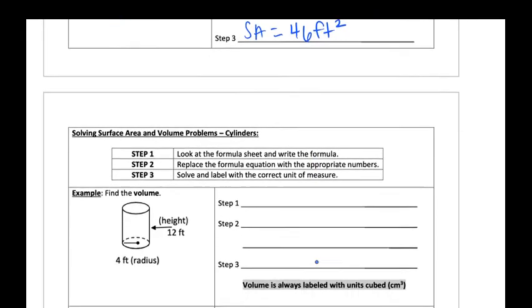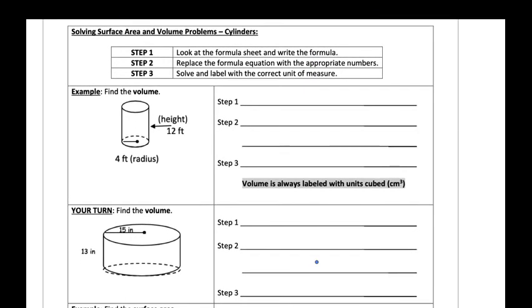Go ahead and flip to the next page, and we're going to talk about cylinders and their volume and surface area. So we have a different type of shape, but our steps are still the same. So the first step is always to figure out which formula you need to use. So we're talking about volume first, and this is for a cylinder. So the volume of a cylinder formula is volume equals pi r squared h.